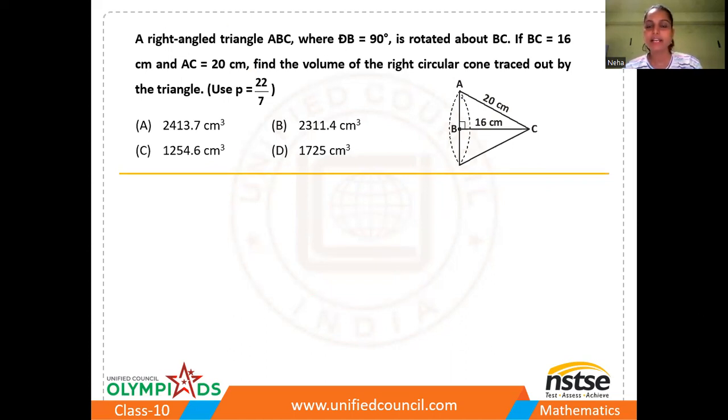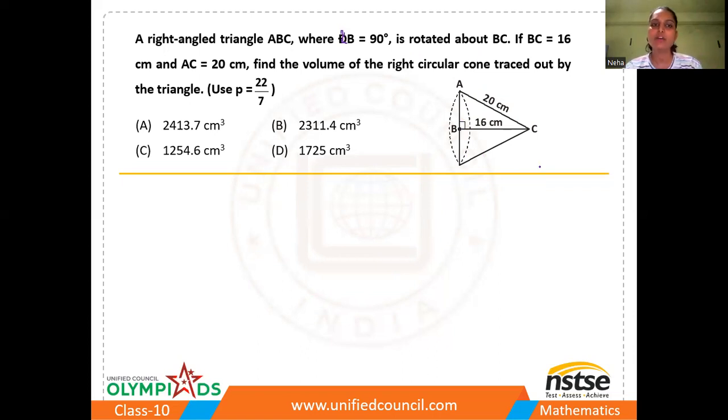A right angle triangle ABC. Okay, so there is a right angle triangle ABC. The side BD. Where is the side BD? Okay, this is angle B, it is equal to 90 degree. That means this is a right angle. It is rotated about BC. BC is equal to 16 centimeter and AC is equal to 20 centimeter. Find the volume of the right circular cone traced out by the triangle.